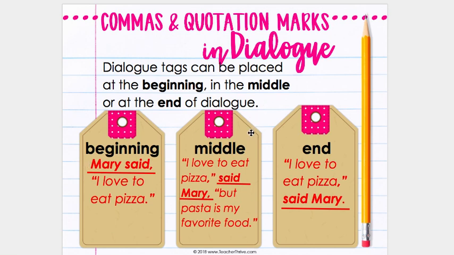In the middle tag, "I love to eat pizza," said Mary, "but pasta is my favorite food." So underlined you can see, said Mary is in the middle of the dialogue. And lastly, your ending tag, "I love to eat pizza," said Mary. So you can see the tag is at the end of the dialogue. So here are 3 ways that you can see dialogue tags in a dialogue whenever you're writing.